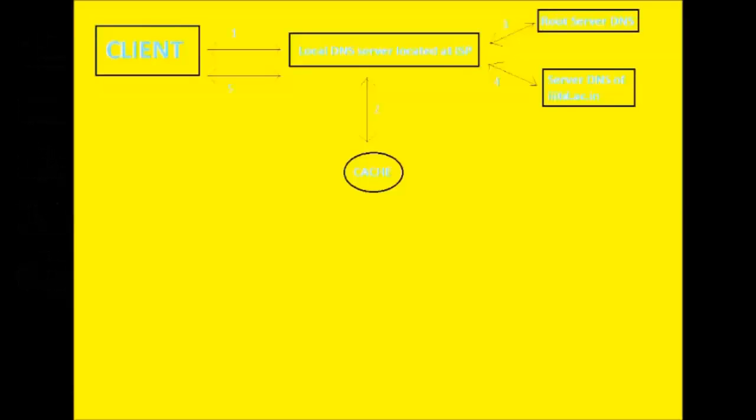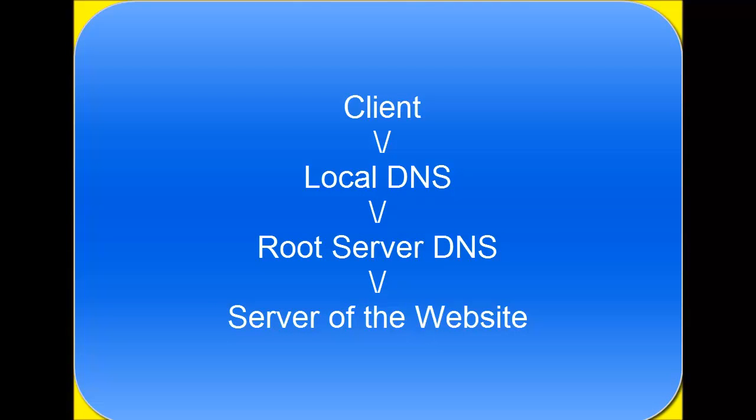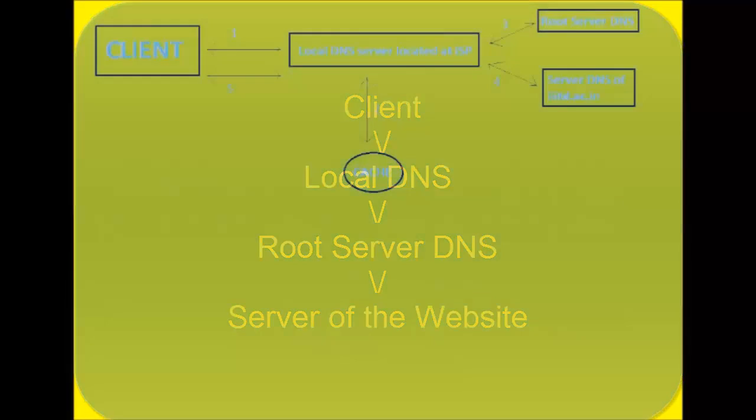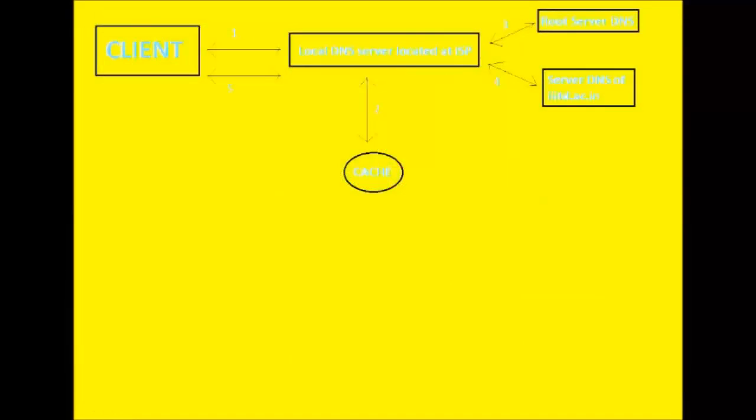The client sends the request to the local DNS server located at the ISP, which first checks the cache and replies accordingly if it possesses the information required. If not, the local DNS checks the root server DNS, which redirects it to the server DNS of the website, which gives back the information, which the local DNS gives back to the client.